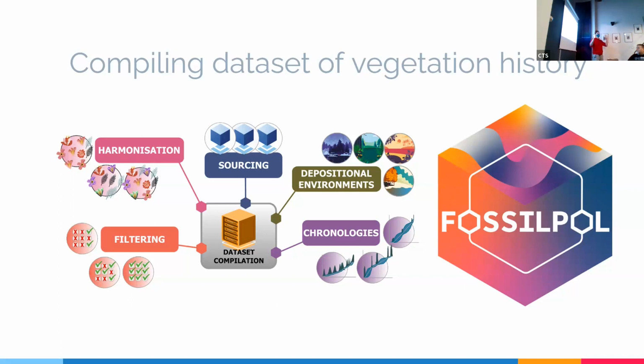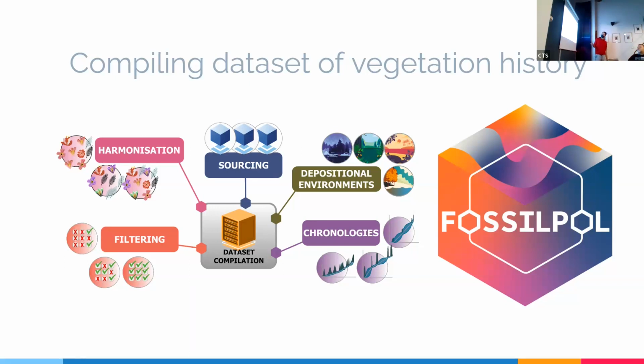So if you have a data set compilation, you know there are various things which are affecting your data. It could be the sourcing. Are you taking just from one database? Are you taking from multiple databases? There could be differences. The depositional environments themselves. Are you using just lakes? Are you using mires? Are you using the ocean drills? There could be very different stories going from the lakes and from oceans. How have you built your chronology? That's a very technical thing. And then filtering, meaning what data do you want to keep based on your criteria.